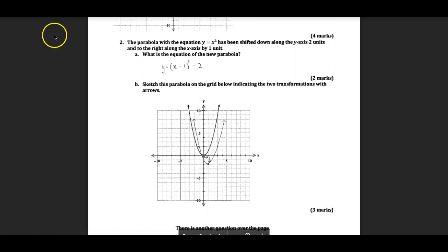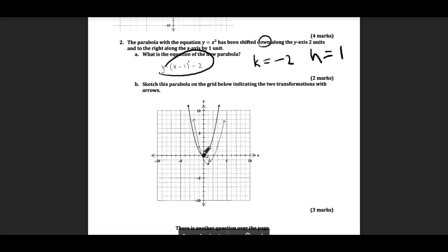All right, question 2. The parabola with the equation y equals x squared has been shifted along the x-axis 2 units. So that means down, k is negative 2, and to the right along the y-axis, so h is equal to 1. So there's our equation. When you're graphing this, basically always think of your origin, which is this point here.